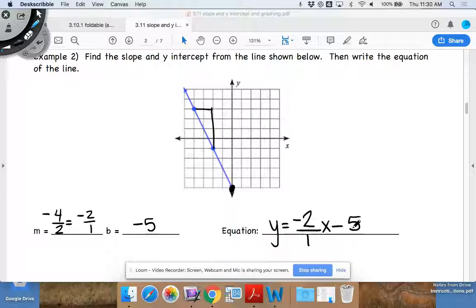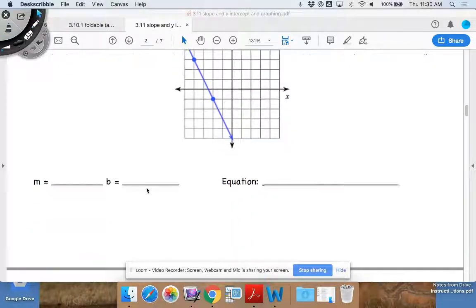Okay, feeling okay? These pages are like ginormous just because I had too much space and the graphs take up a lot of space. So, all right, example 3.